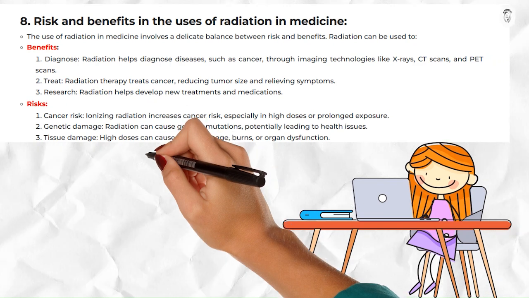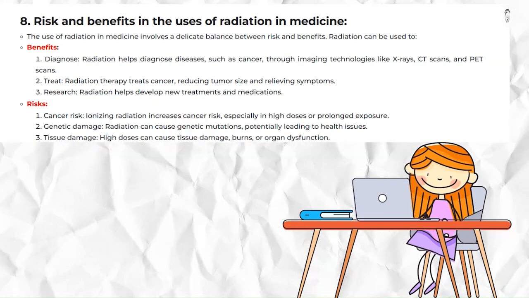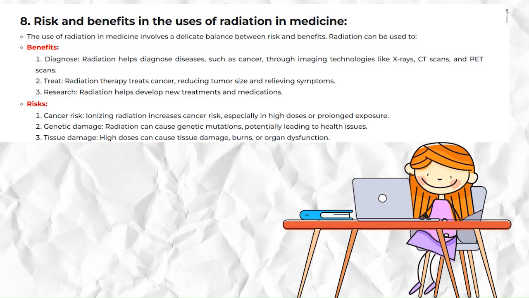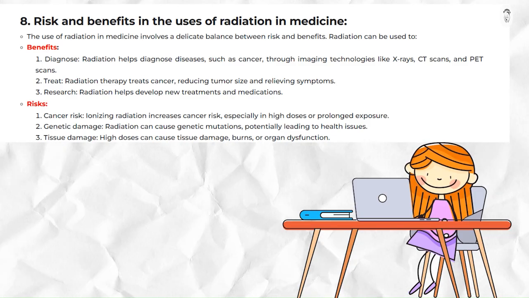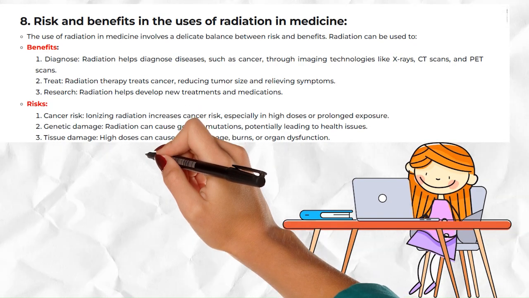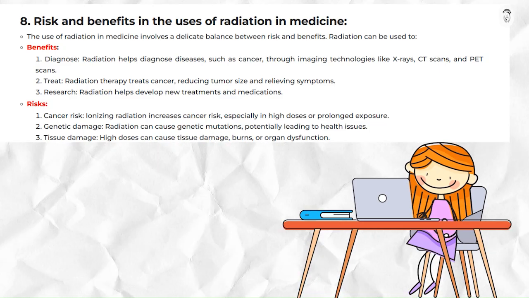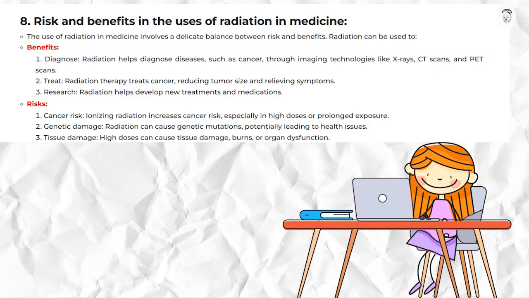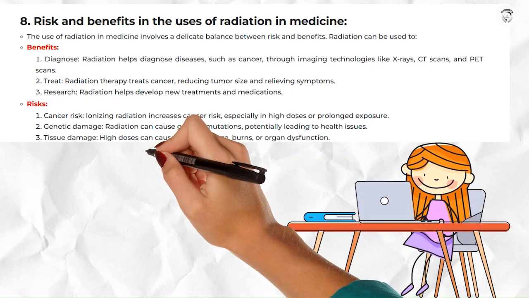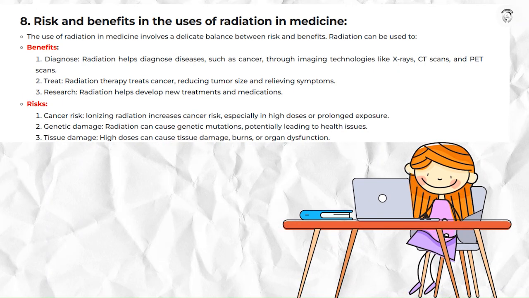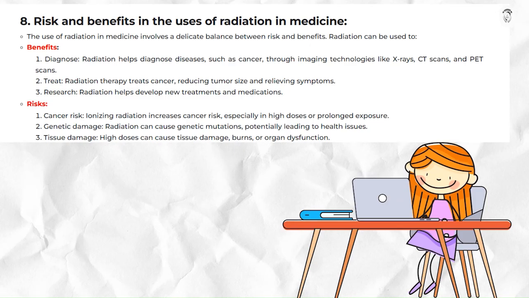Okay, now what are the risks and benefits of the uses of radiation, especially in medicine? In the medical field, we are using X-rays, CT scans, MRI and PET scans, which use these radiations for the purpose of diagnosis. With the help of radiation therapy, we can treat cancer and reduce the tumor size. We can also relieve some symptoms. It also helps us to develop new treatments and medications.